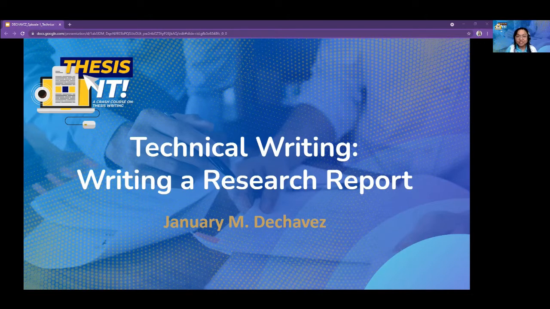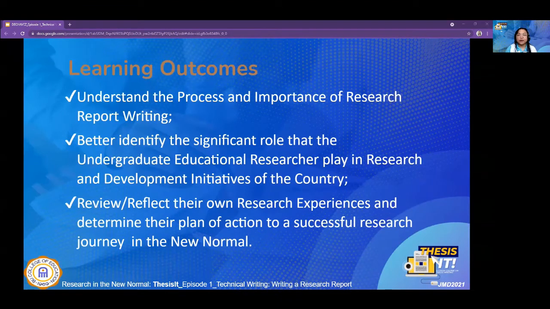So after this lecture discussion, it is my hope and prayer that at least 90% of our student participants will be able to understand the process and importance of research report writing. And then, of course, this afternoon, we also aim that you will be able to identify the significant role that the undergraduate educational researcher play in research and development initiative of the country. We cannot underplay the role that you are actually playing in terms of conducting your undergraduate research.